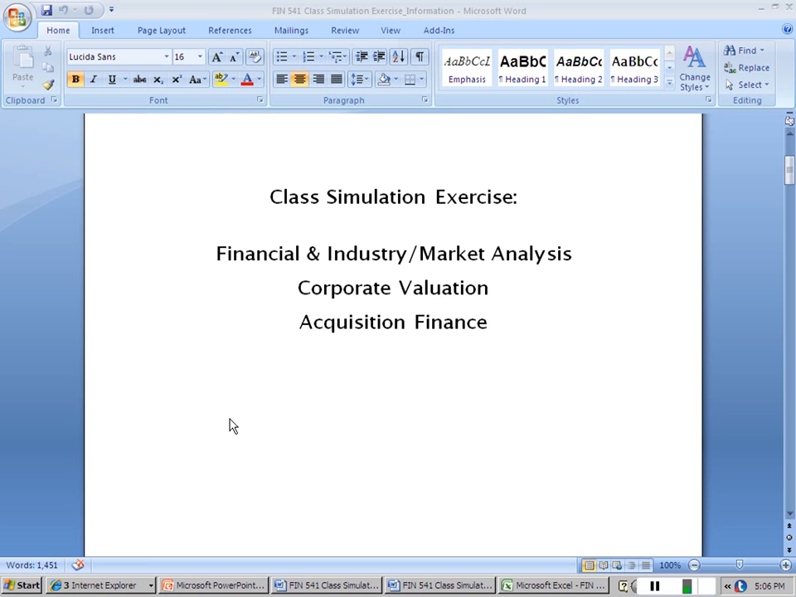If we take a look at this, the class simulation exercise can be broken down into three parts. Part one involves the financial and industry market analysis of the company, the subject company, the target company we're looking at. The second part looks at the different valuation methods that we've discussed in the class. And the third part is, once we've come up with a value, we look at the ways that we could possibly finance that in accordance with the parameters that are set out by bank lenders and the requirements that investors are looking for.